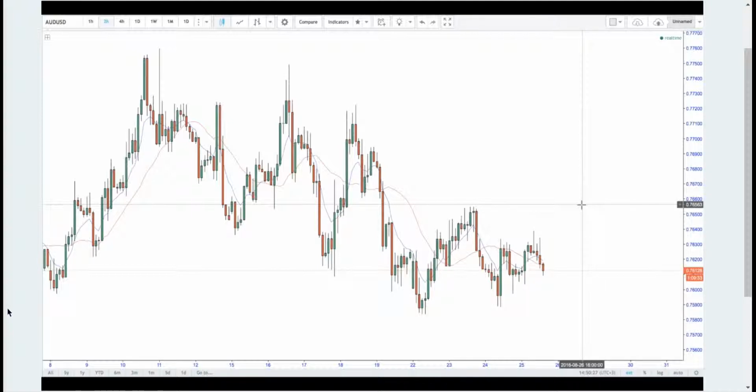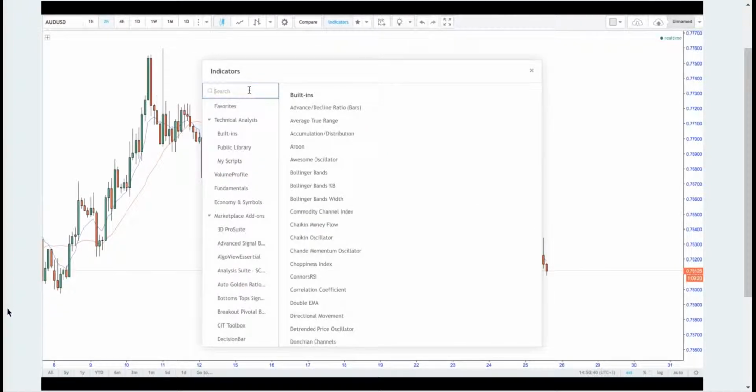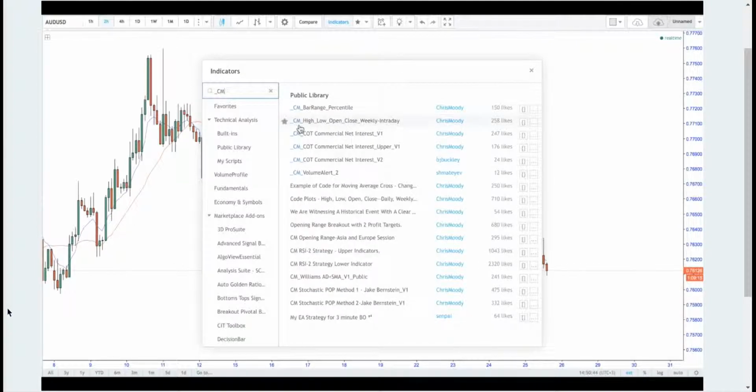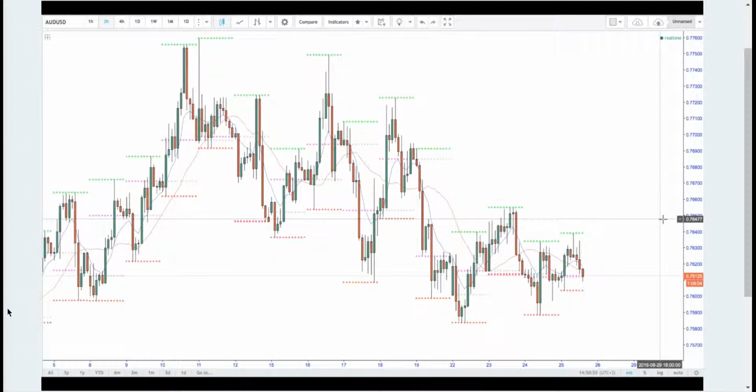So you're going to have to follow my instructions here because it is quite messy. It took me ages to actually break this down and do all of the concepts and set it all up. So just follow my lead. Now, indicators, what we want to type in is underscore CM. See this here? CM, high, low, open, close, weekly, intraday. So this dude, Chris Moody, shouts out to Chris Moody. He has in fact made this indicator now. This is what it looks like. This is not what we're using, don't worry. We need to do a few modifications.